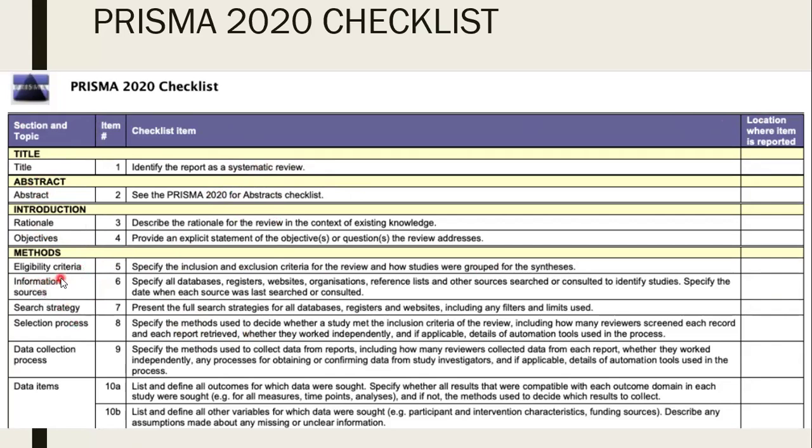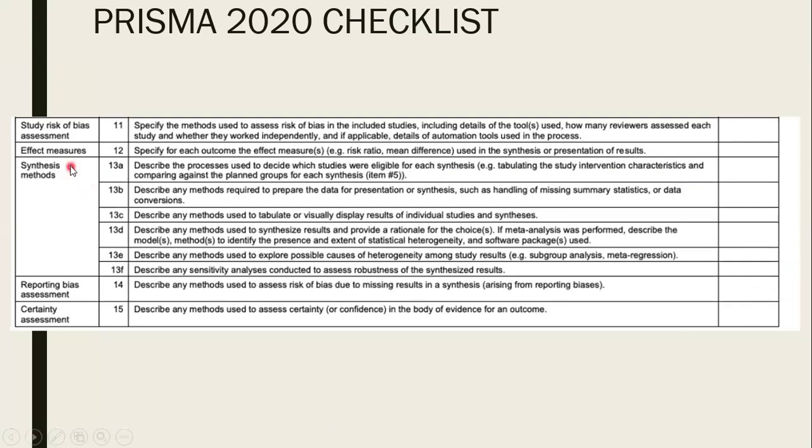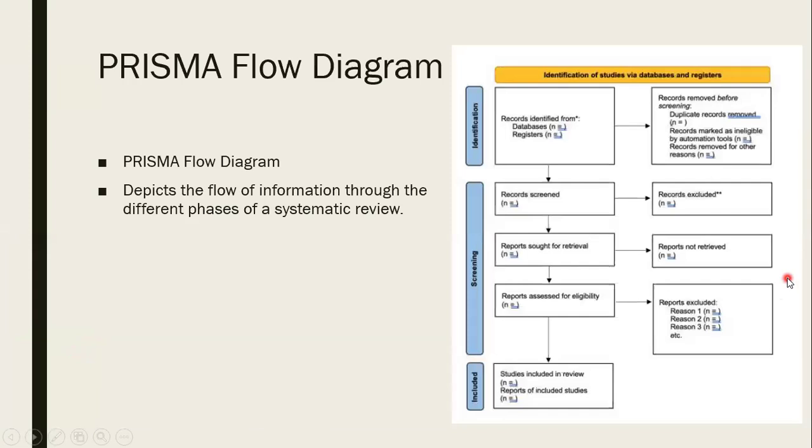It's available. Eligibility criteria, information sources, search strategy, selection process, data collection process, data items, study risk of bias assessment, effect measures, synthesis methods, reporting bias assessment, certainty assessment. It has 15 elements which have to be filled when submitting the scoping reviews. This is the PRISMA flow diagram. It is also used in the scoping review as well as in systematic reviews.